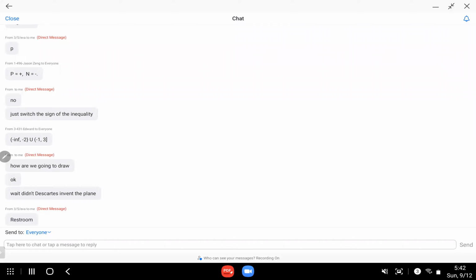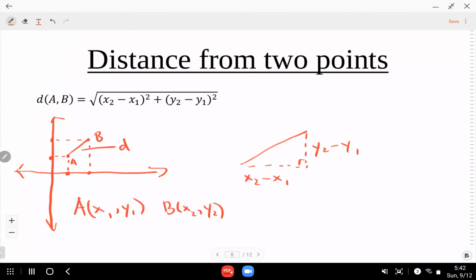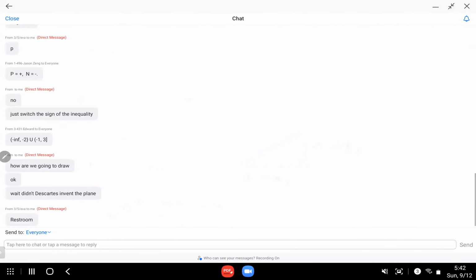Yes, I know someone else invented the plane, but Euclid really made use of these points. He created this distance formula, right? Pretty sure it's Euclid, I think. Anyways, he was called the father of geometry, so I assume he did a lot of good things. I'm not so sure. This is sad.